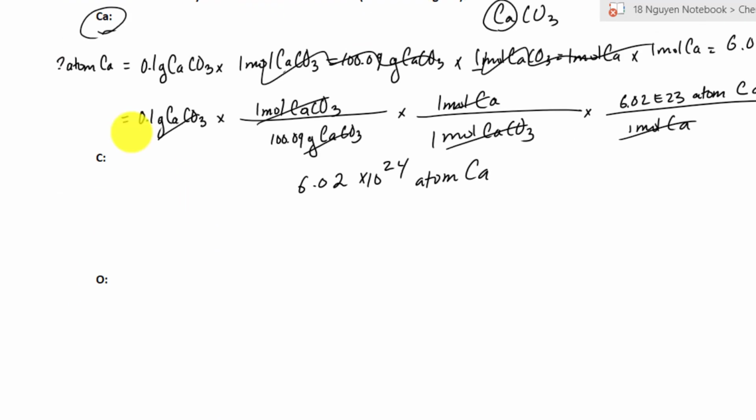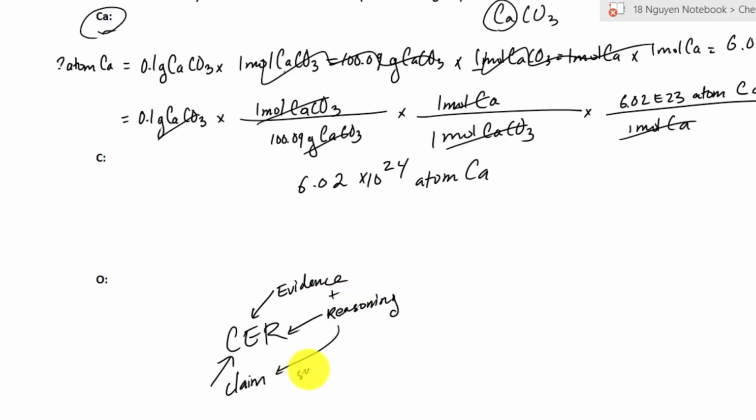And the last thing is you are going to write your CER, where in this part you're going to make your claim. And this one is your evidence, which you collected from the lab or from the flowchart, and then reasoning. Basically, how does your evidence support your claim?